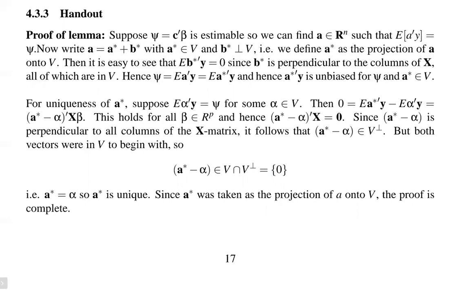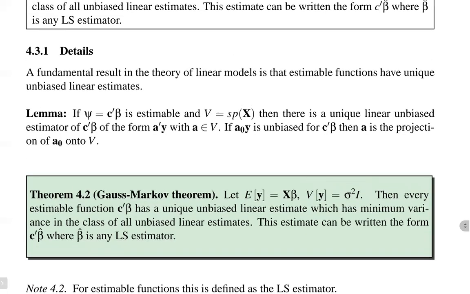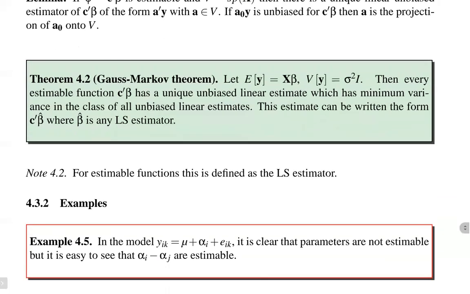Now, this is really, really neat. And the lemma itself is well worth looking at carefully. In other words, for any estimable function, we can find an estimator which is in V, so it's a linear combination of the column vectors of the X matrix. So only stuff which is generated from the X matrix is estimable.